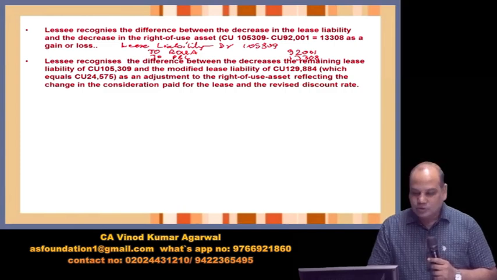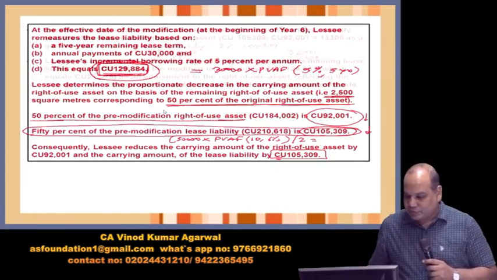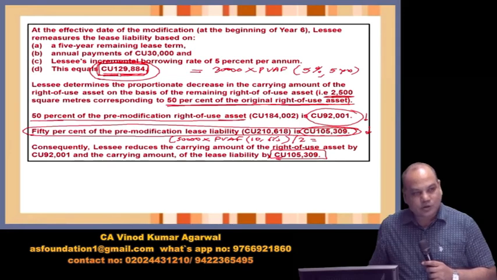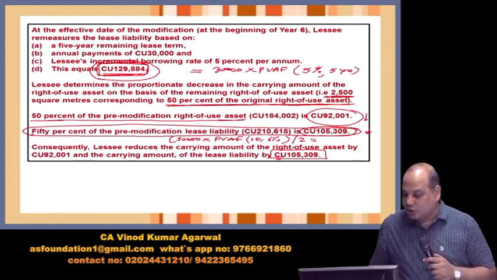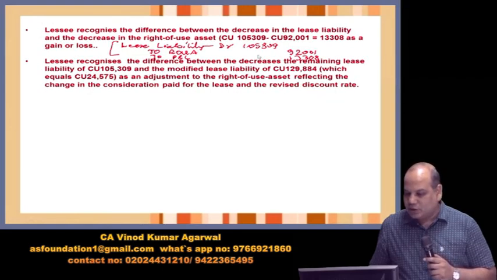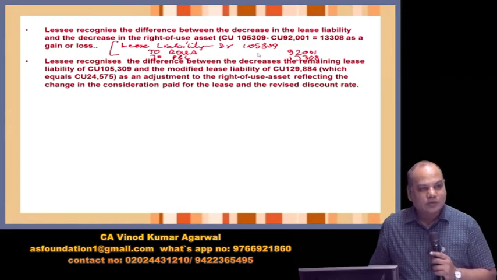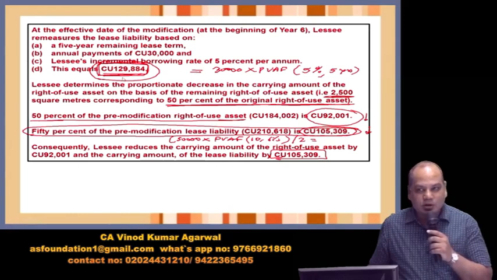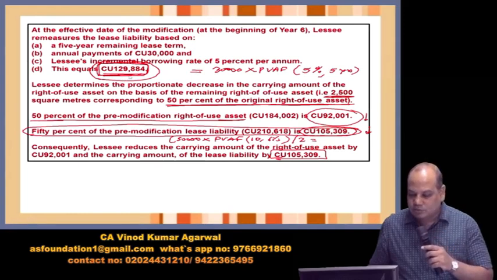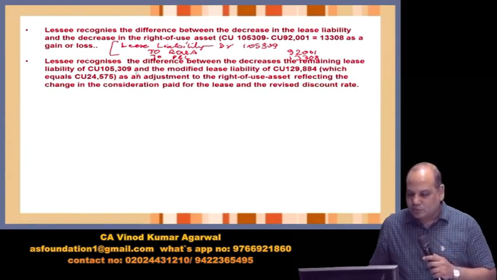Story is not over because you have to bring your liability to what value? Your liability has to be brought to 129,884. Is it right? But you have reduced it to 1,05,309. After passing this entry, your liability in the books is 1,05,309, but it has to be 1,29,884, this number. Okay. So you have to pass one more entry.